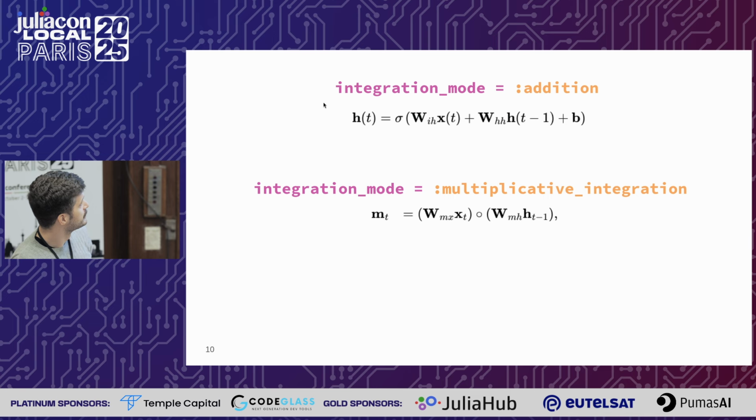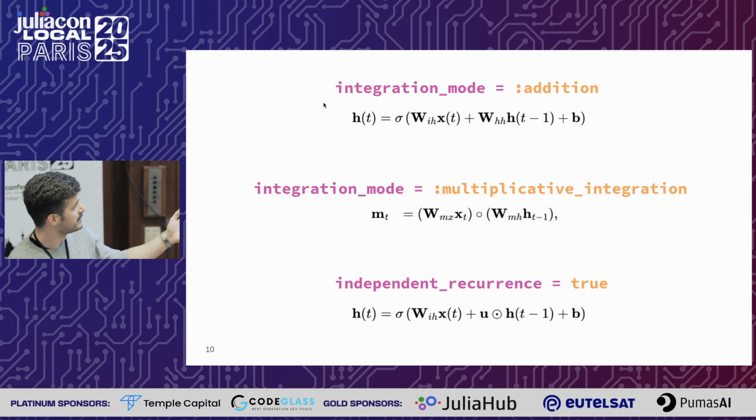But if you want to have multiplicative integration, for example, instead of adding the multiplication of the internal state with the input data, you multiply them. And you can do this not for just one specific ad hoc architecture, but for all architectures provided by the libraries. And there are more than 30 of them at the moment.